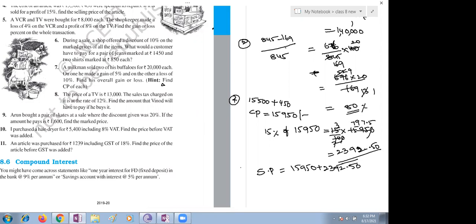Ma'am, can we add all and subtract? Go with the 10%. Then we need to find 20% of 1450 and subtract it from 1450. Why 20%? Because a pair of jeans means two. No, ma'am, he is buying a pair only, no? So no need to subtract. Okay, only 10%, because the question is asking about whatever the sale happens.